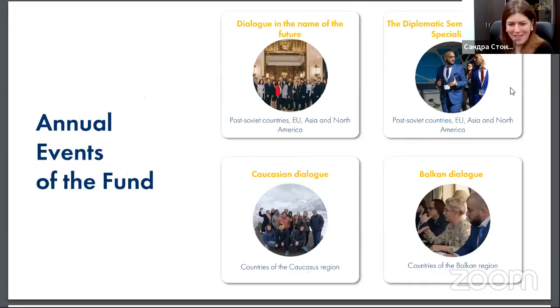Probably the most interesting for our participants is meeting Mr. Lavrov personally in the Ministry of Foreign Affairs and having a close meeting, an open discussion, with young leaders there.